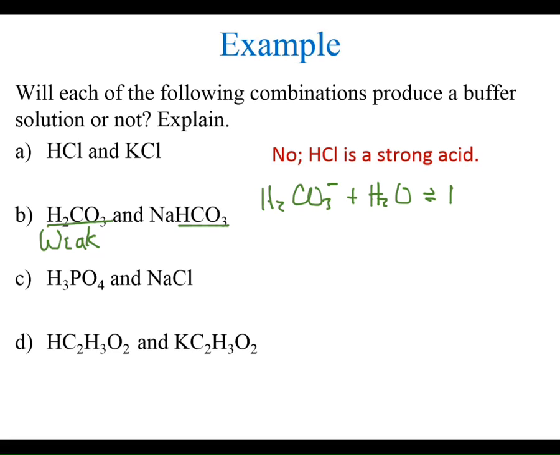If H2CO3 acted like an acid, it would make hydronium and bicarbonate. So we have the weak acid, and we have the salt of the conjugate base. Yes, I have the salt, the sodium, with the bicarbonate. So I have everything I need for that one. I got the weak acid, and I got the conjugate base. So yes, that would be a great buffer.